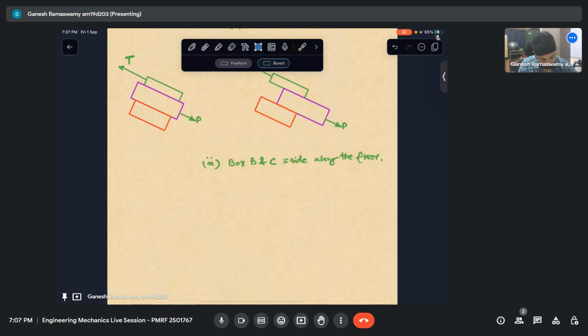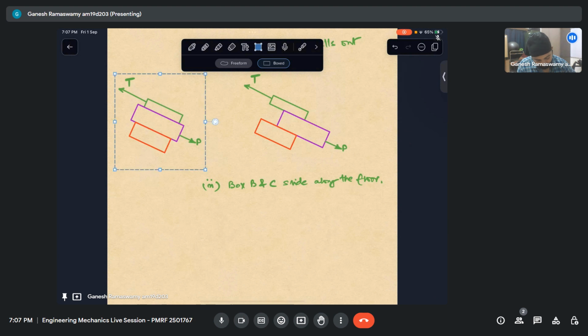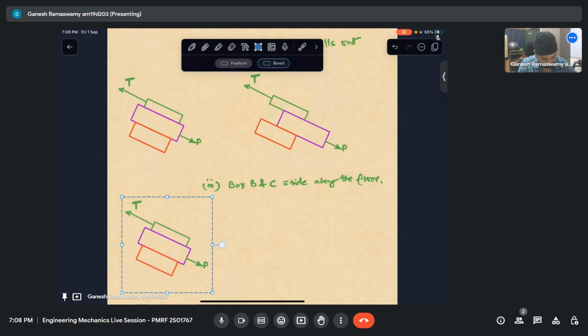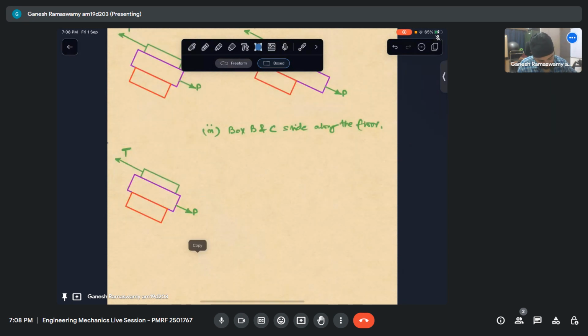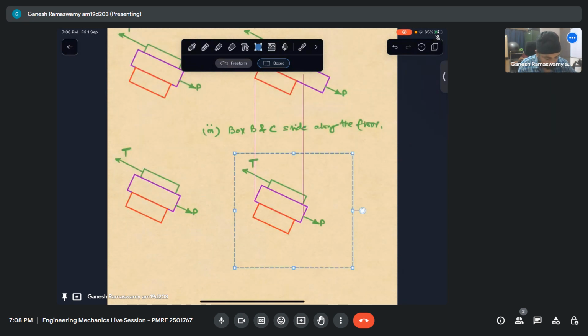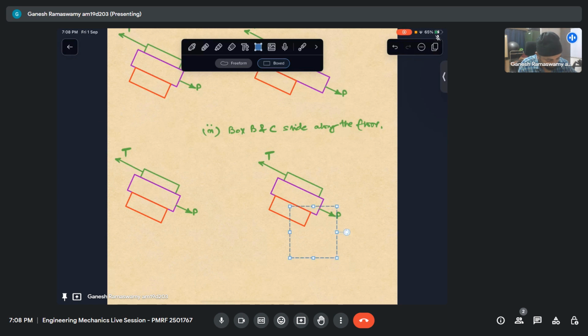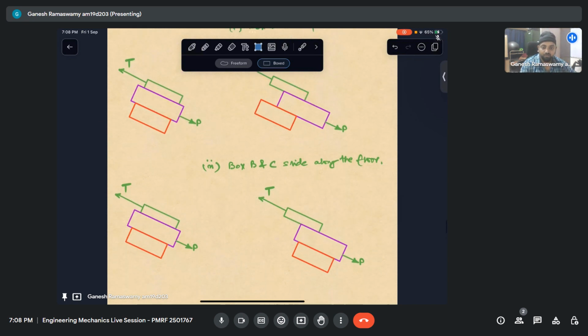If I take this, what will happen is these two would have moved like that. This is my second possibility. Now the question says this is true.